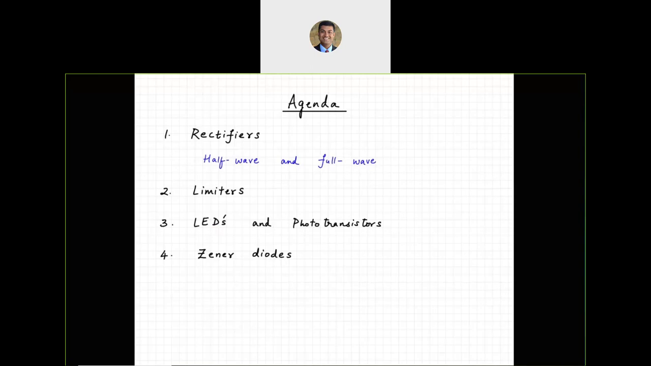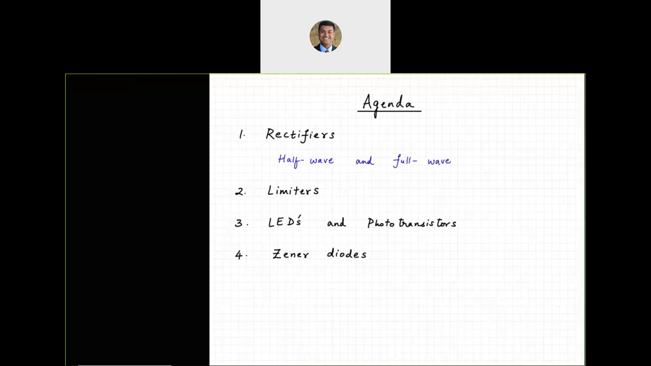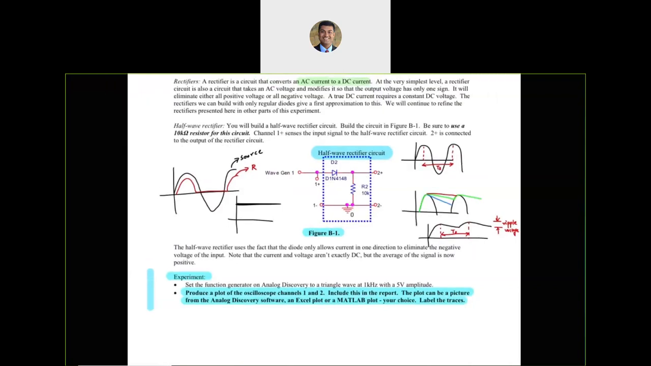So let's start talking about rectifiers. When we left off in the last class, we were, I believe, looking at the concept of rectifier. Let's see here. So my experiment 8 is right there. Okay, so I hope you are able to see this on the screen. This is where we left off in the last class. The half wave rectifier circuit is shown in figure B-1. This circuit uses one diode and one resistor of value 10 kilo ohms.